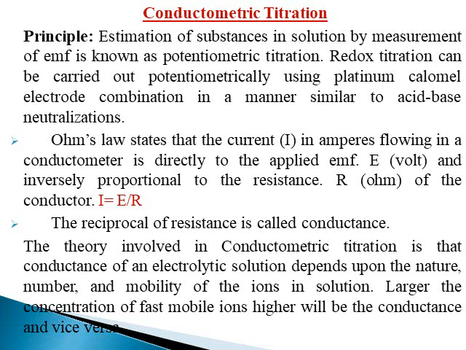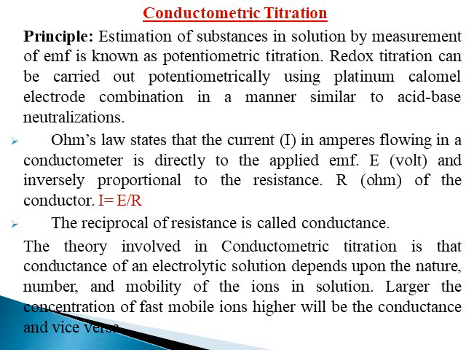The theory involved in conductometric titration is that the conductivity of an electrolytic solution depends on the nature, number, and mobility of the ions in the solution. Nature means the oxidation states of the ions, +1, +2, +3, and so on. Number is the quantity of the ions, 100, 200, 300 ppm and so on. And mobility is how fast these ions can move in the solution. These are the three important factors on which the conductance of any aqueous solution depends.